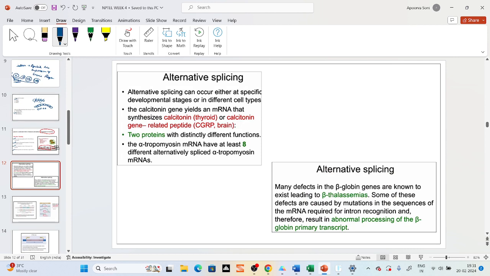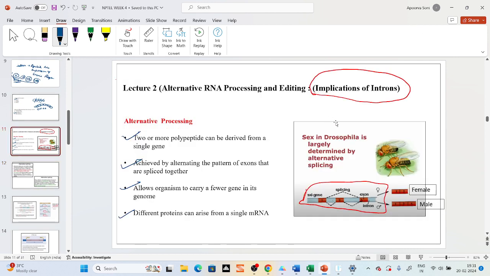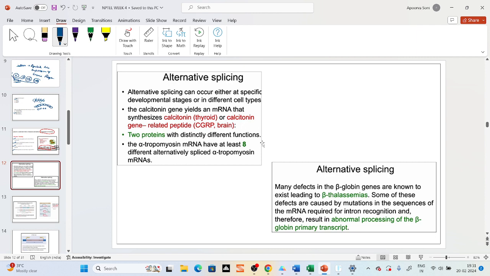Now, this image that I have taken and this example are there in your recorded lectures, and some screenshots that I have shared with you are also in the recorded lectures, and they are important. Now, alternative splicing can occur at specific developmental stages or in different cell types.